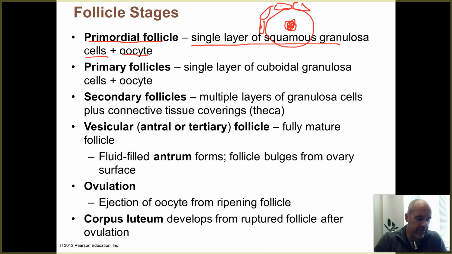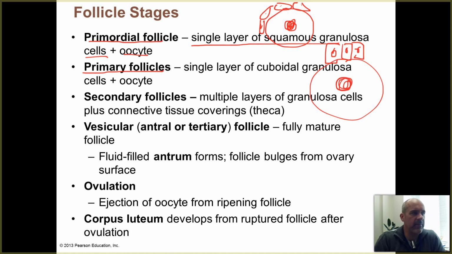Primordial follicles develop into primary follicles, and you still just have a single layer of granulosa cells that are covering and providing a coating around the oocyte in 3 dimensions, so they're covering the whole spherical-shaped oocyte on the inside. But the cells change shape and they become cuboidal, cube-shaped instead of squamous. You've got your oocyte on the inside there.